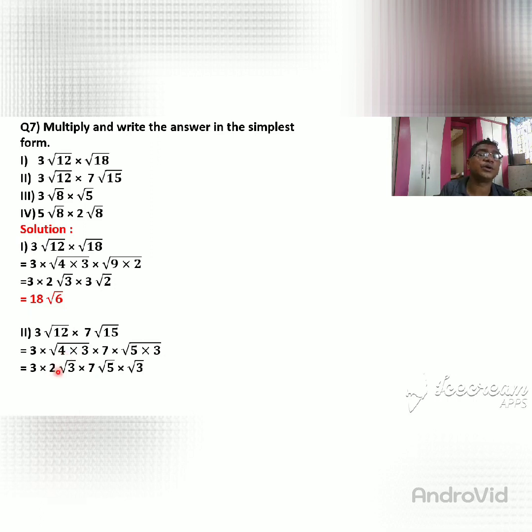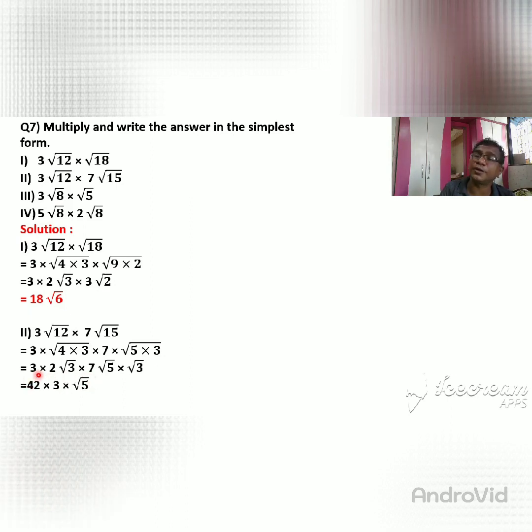So I write here 4 square root 2, so 3 times 2 is 6. And this root 3 remains as it is. This 7 remains as it is. Root 5 into root 3, so that is 5 into 3, which can be factorized as root 5 into root 3. Okay. So 3 times 2 is 6, 6 times 7 is 42. So I write here 42.